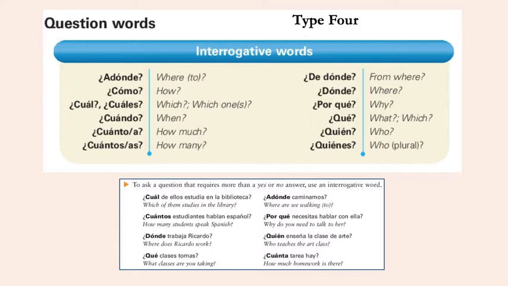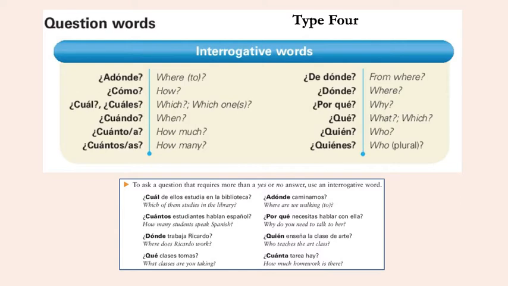¿De dónde? From where? Por ejemplo, ¿de dónde eres? Where are you from? ¿Dónde? Where? ¿Por qué? Why? ¿Qué? What or which? ¿Quién? Who? ¿Quiénes? Who? Plural. So, to ask a question that requires more than a yes or no answer, we use an interrogative word.